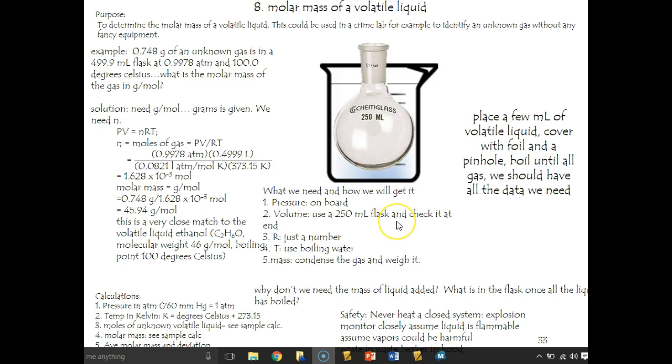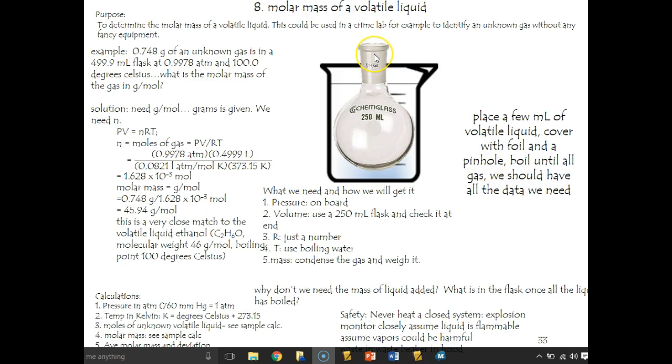So this is the Dumas method, and it's a pretty cool way to, using almost nothing at all, come up with the molar mass of an unknown gas. In essence, we place a few mils of a volatile liquid inside a flask, cover it with foil and a pinhole. The idea there is very, very important in terms of safety.